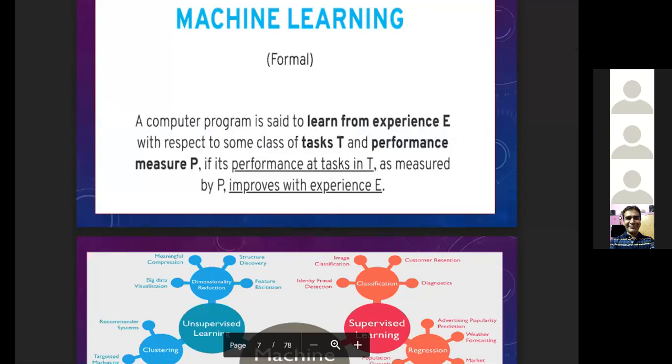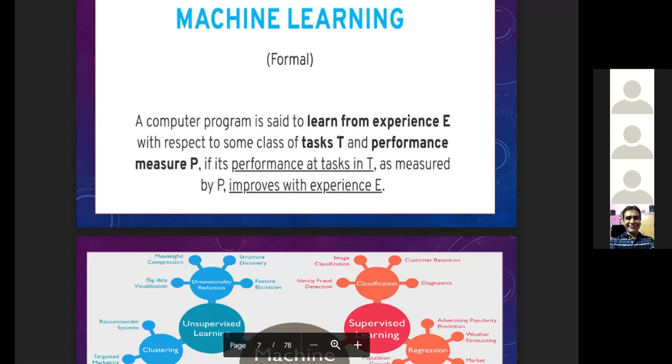Whenever I give a task to a machine, the task T is performed, and the performance is based on the various set of rules that we have embedded previously in the machine, right? That is what we call experience, like we humans do, right? We have an experience set given by experience E, such that it is performed to the minimum level of P.